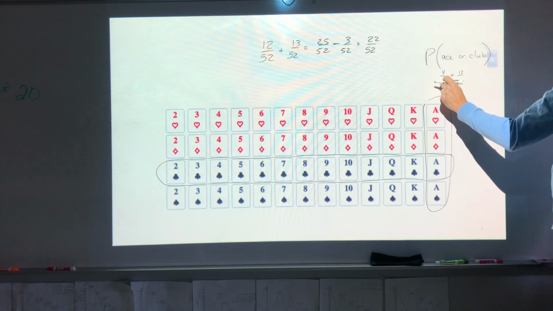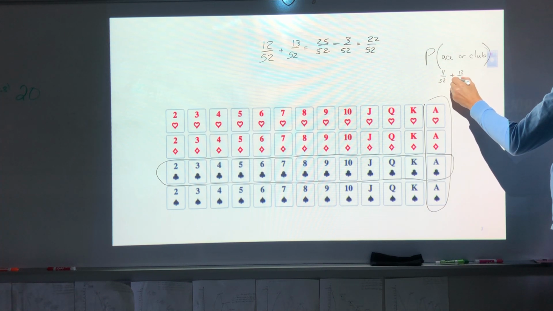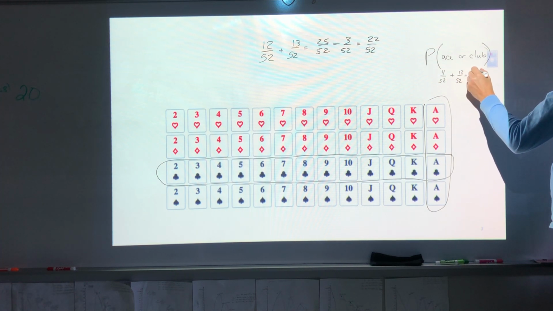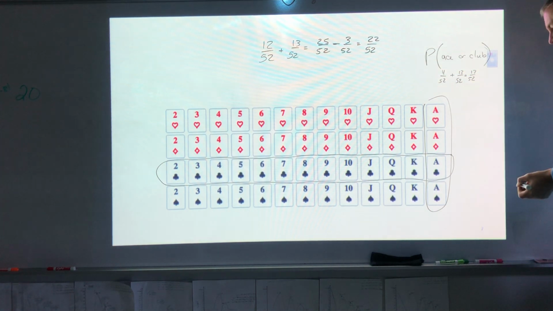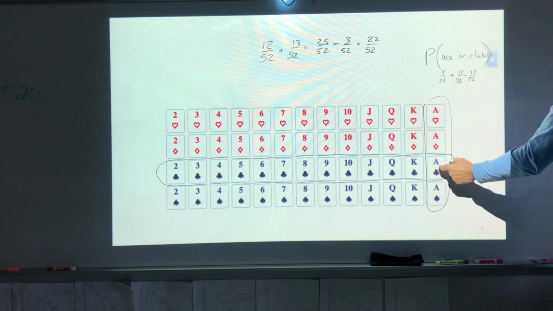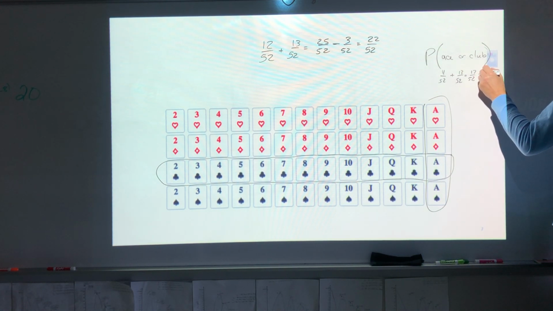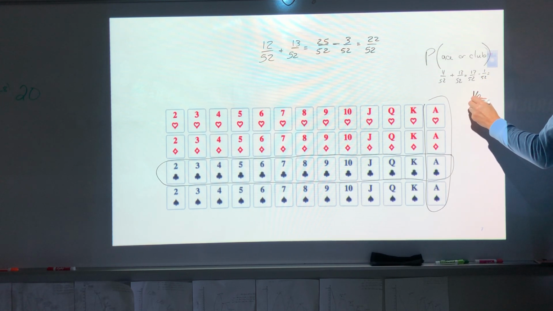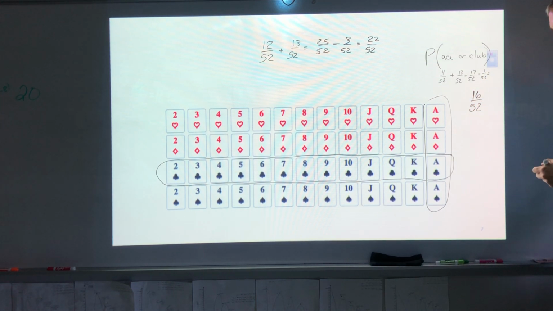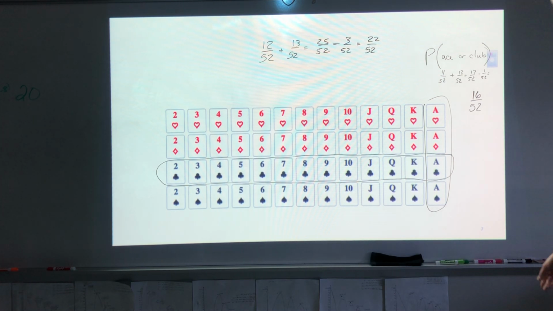I'm sorry, not 32, but 52. My apologies. And that's 17 out of 52. There is only 1 overlap, so we're going to take that 1 overlap away. So we're looking at 16 over 52 for that answer. Okay? 16 over 52 is my answer to that one.